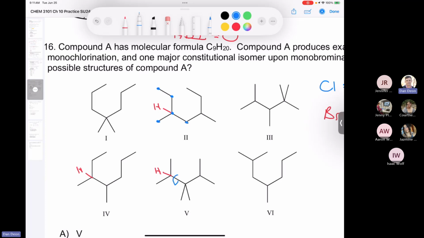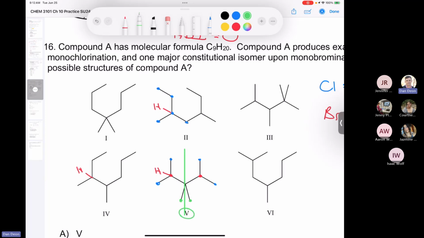But remember, there's free rotation around this bond. And note that this carbon and this carbon are chemically equivalent. So it could occur there. It could occur here, but this carbon is chemically equivalent. This carbon and this carbon are also chemically equivalent to the other blue ones. Why? Because there's free rotation around here. So far, we've only got 2 positions. It can't occur here because there's no hydrogen there. So it can't occur there, but it can occur at either one of these methyl groups, and those are equivalent. Why? Because there is a plane of symmetry running through the molecule.